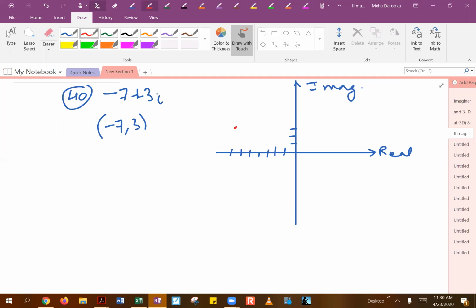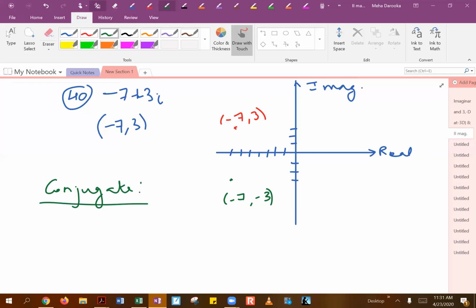Okay, so where are we going to draw the conjugate for this? At -7 and -3, because it just reflects over the real axis. Very good. It reflects over the real axis, so we would just be going down to -7, -3. And what will that look like in terms of a complex number? Would it be -7 minus 3i? -7 minus 3i. Yeah, very good.